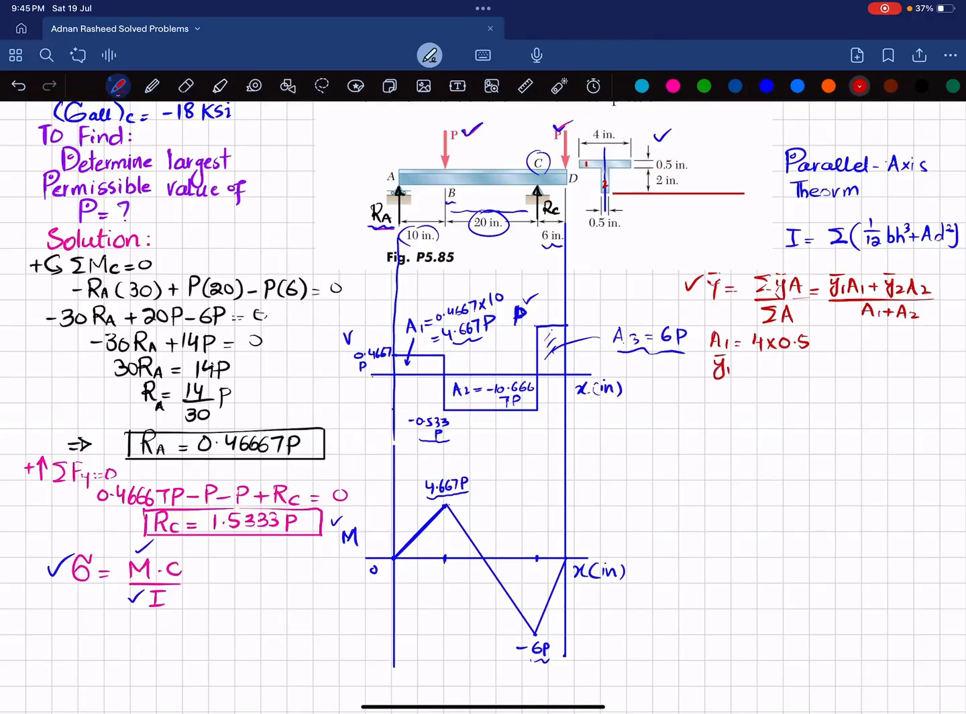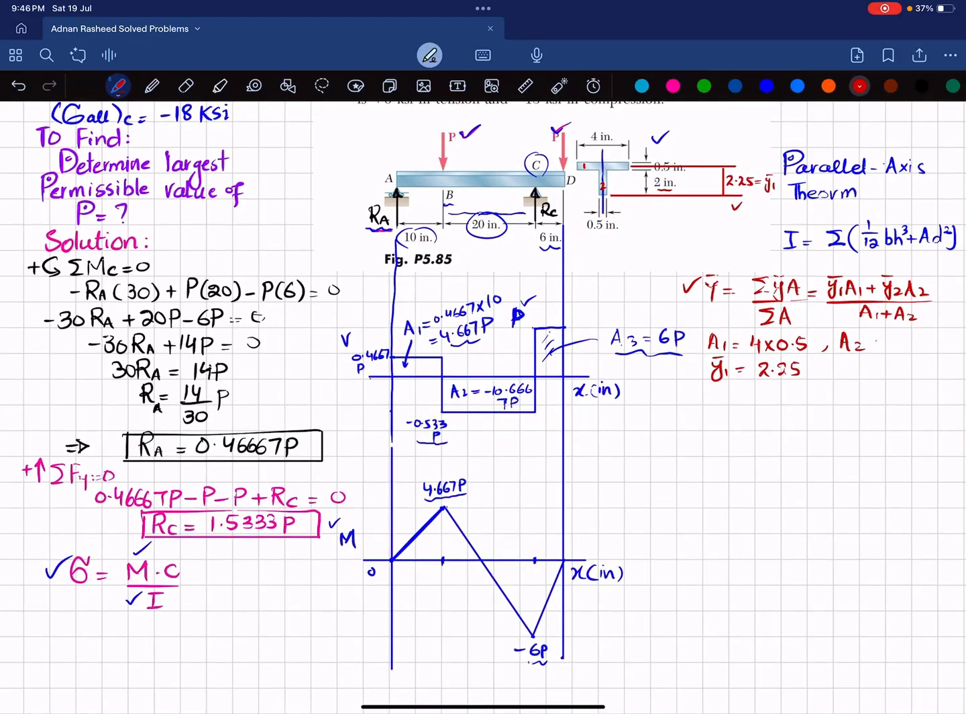And what is y1 bar? So y1 bar is the distance from this reference line to the mid of this section. So this will be equal to how much? You can see this is 2 and half of 0.5 is 0.25. So it will be 2.25. I will write it as y1 bar, so 2.25. Now what is A2? A2 is the area of this vertical portion, and you can see this is 0.5 multiplied by 2. And what is y2 dash? y2 dash is the distance from the neutral axis to the mid of the second section. So total height is 2, so y2 bar will be equal to 1 inch. Now you have all the values, just plug them into this formula.